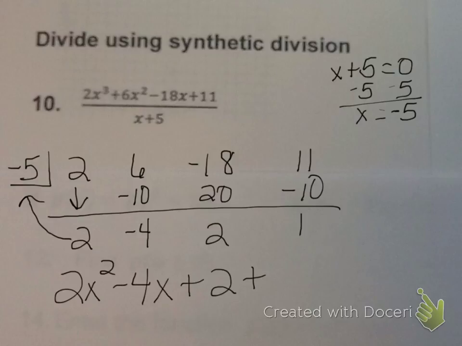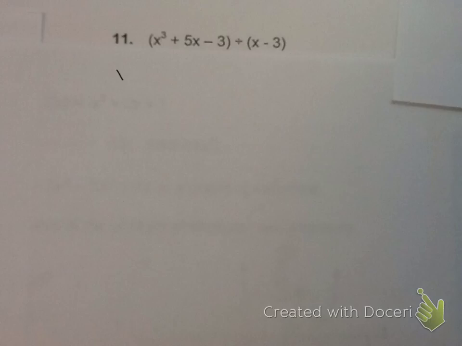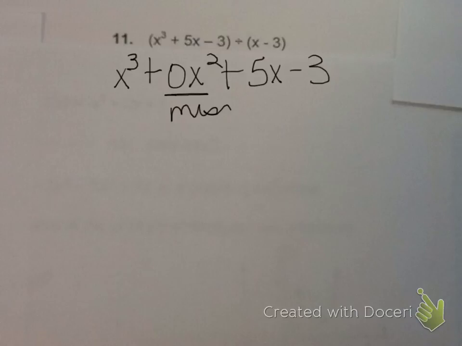Remember, when you fill in the missing terms, you knock it down a degree. The original problem started with x cubed, so my answer starts with x squared. And we have a missing x squared, so you have to fill it in with a 0. Don't forget to do that.